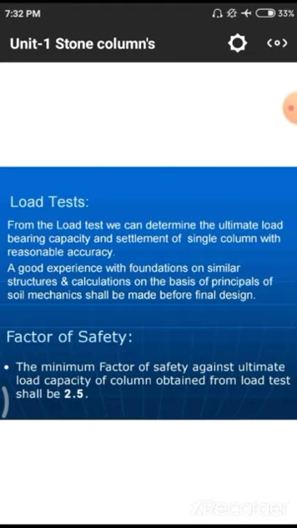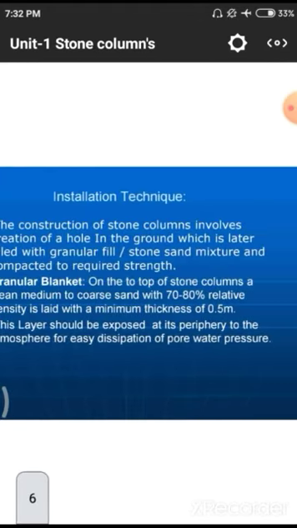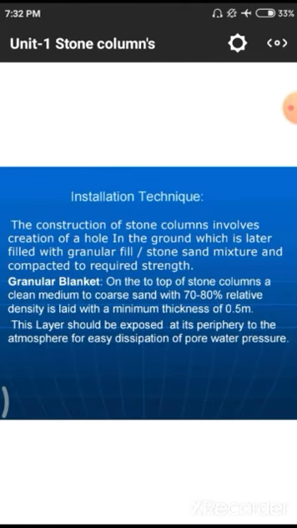What is the factor of safety while we design a structure? That means the minimum factor of safety against ultimate load capacity and the column load obtained from the particular column is called the minimum factor of safety. We have two different things, factor of safety and the working factor. First, we need to calculate the factor of safety by the applied rules of the geotechnical subject.